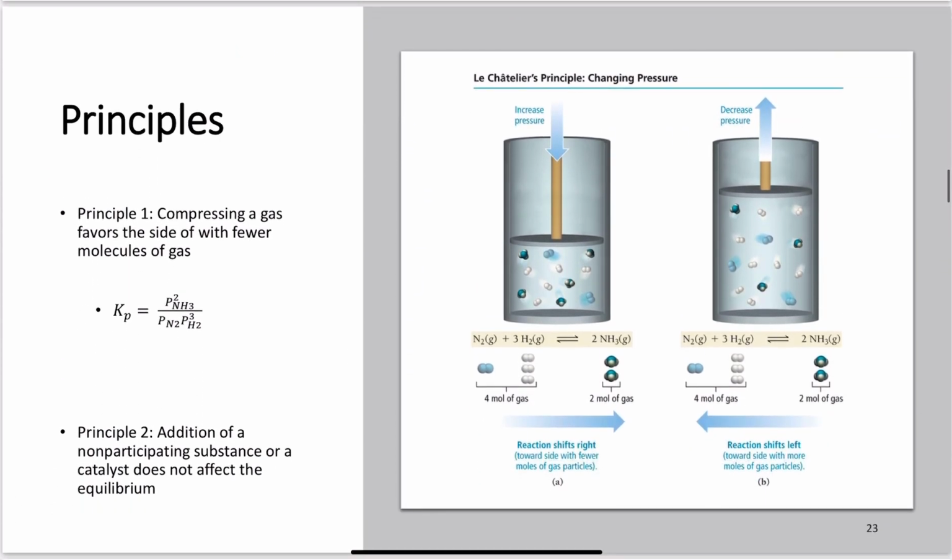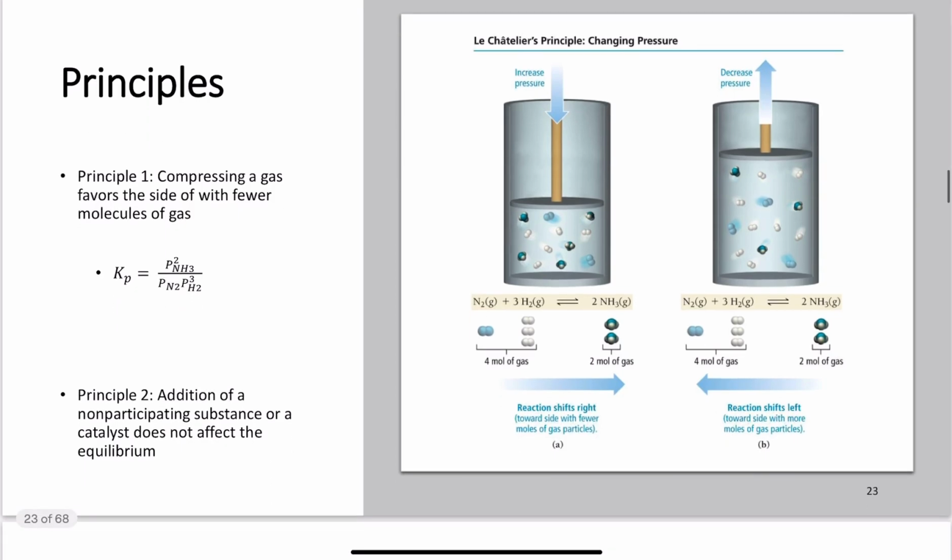Now, I did mention this previously, but there are two principles that we need to consider here. Compressing a gas favors the side with fewer molecules of gas. If I have a reaction and it's got gas molecules in it, if I compress that system, that means the particles have less space to be in. They're going to adjust by moving the equilibrium to the side that has fewer gas molecules because then there are fewer collisions happening. The particles are feeling less pressure.